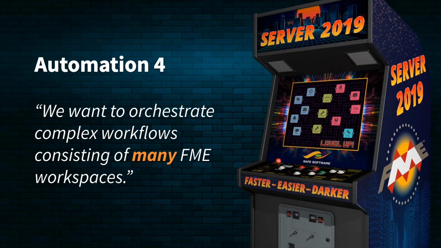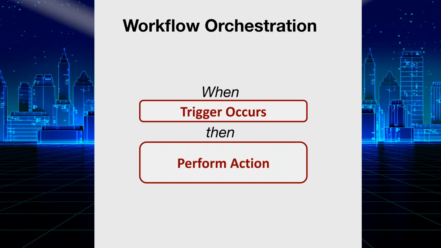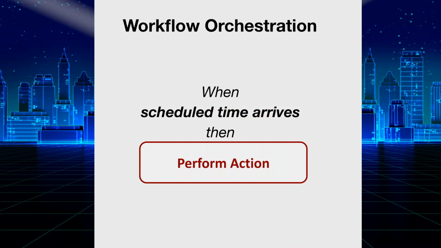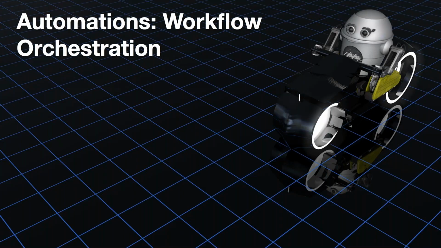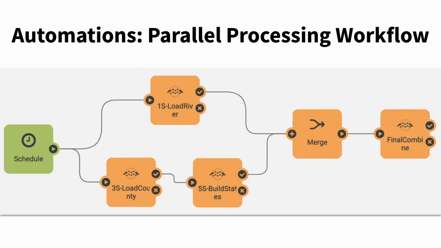Again, it's the same kind of flow: when a trigger occurs, then perform an action. In this case, I could use any trigger, but I'm going to use a schedule time just because it's easy to see. Then we want to perform a complex set of actions. The one we're going to walk through now is all about parallel processing, which is simply loading into a database in various steps.